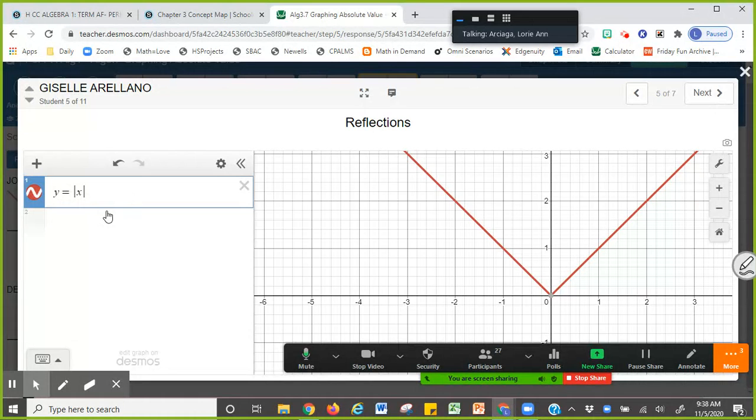Okay. So now what will you do to flip it down? What will you do to flip it down? Okay, so Jessica suggested put a negative outside. Let's do that. All right.